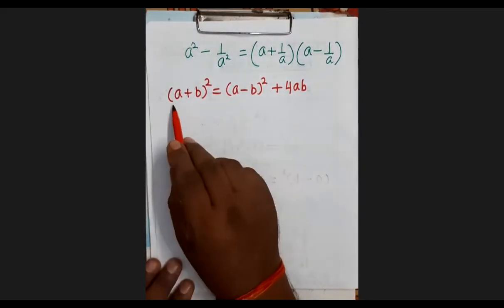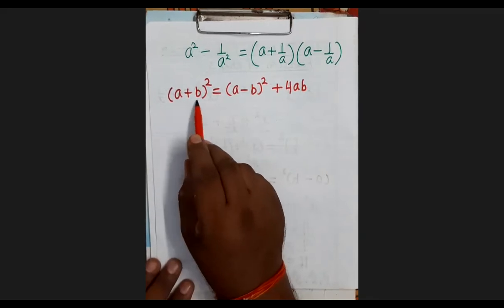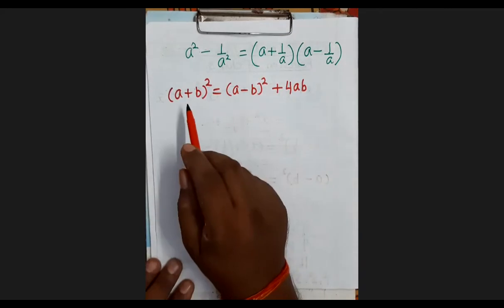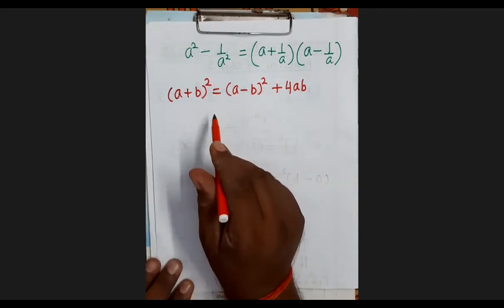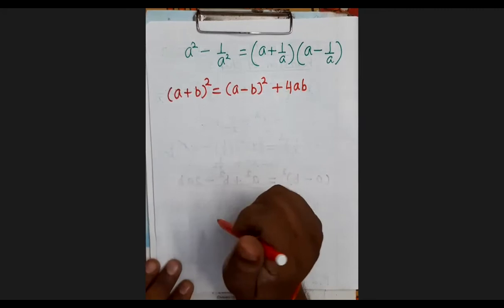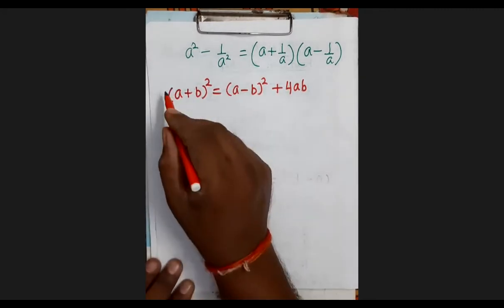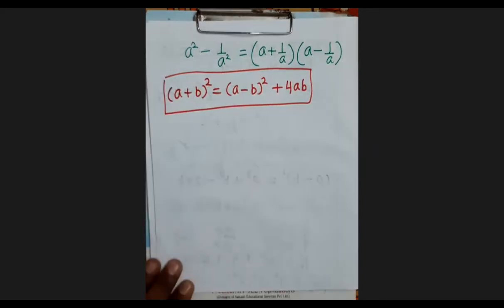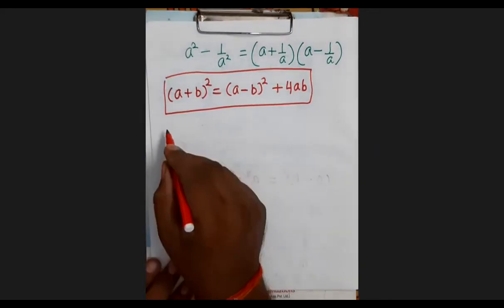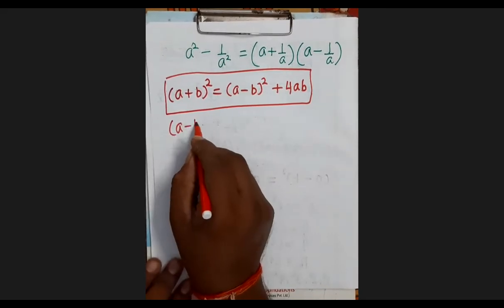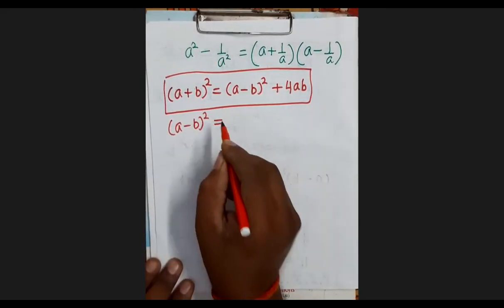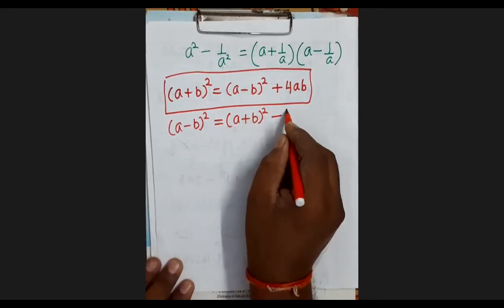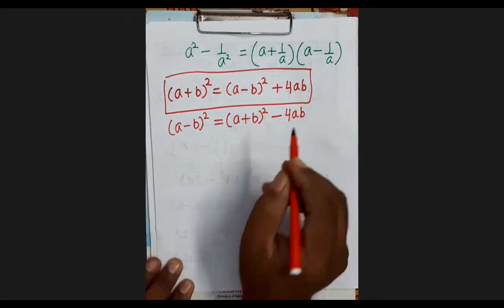This is the relation between whole squares of A plus B and A minus B. It's clear? This you remember. This you write down anywhere. There is another formula: A minus B whole square equals A plus B whole square minus 4AB.